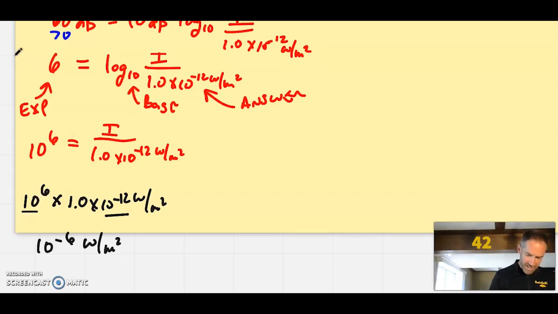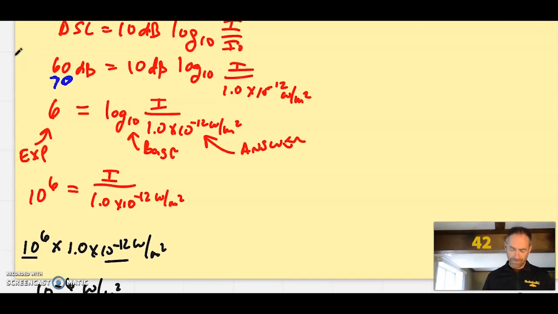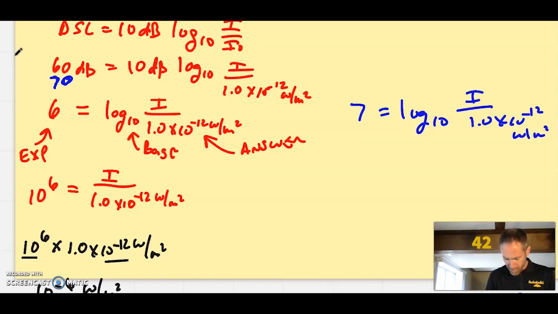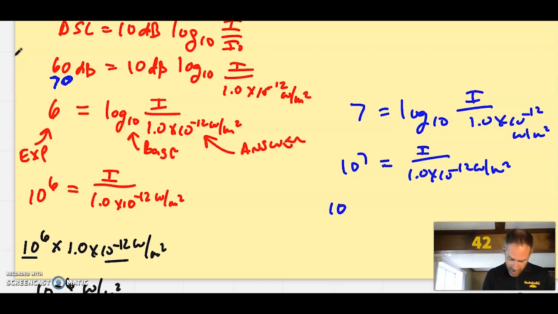Now for the 70 decibel person, I'm going to just simply put a 70 right here. And that's going to bring me down to this line. It's going to be exactly the same. 7 equals log base 10 I over 1 times 10 to the minus 12 watts per square meter. And so you see I'm going to write into exponential notation 10 to the 7th equals the fraction. And then I'll cross multiply, and I'll end up with 10 to the 7th times 10 to the minus 12, 10 to the minus 5 watts per square meter for this higher intensity.